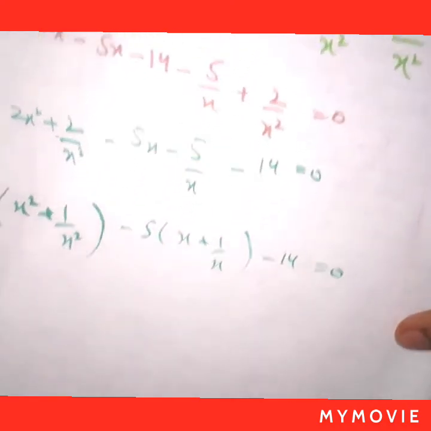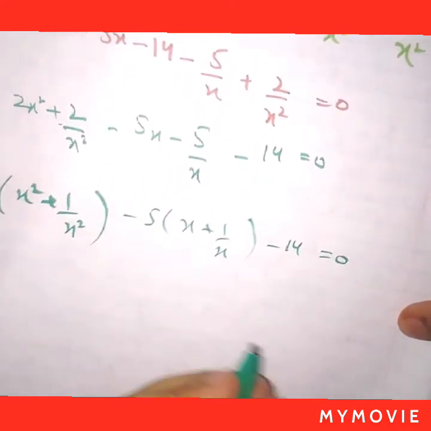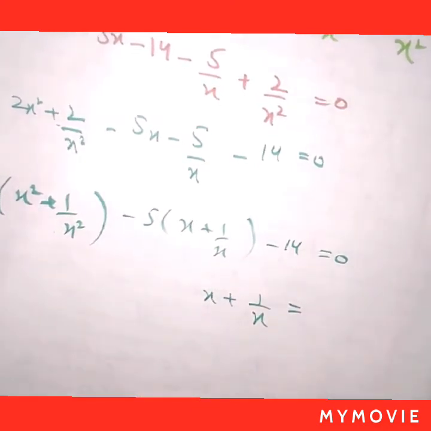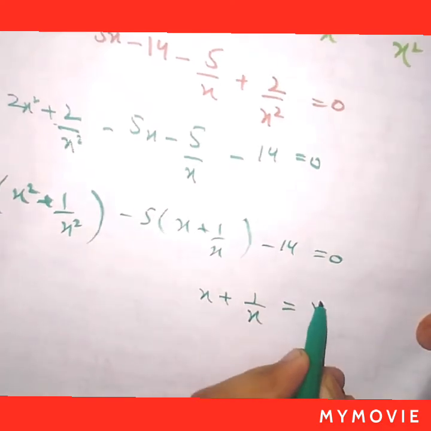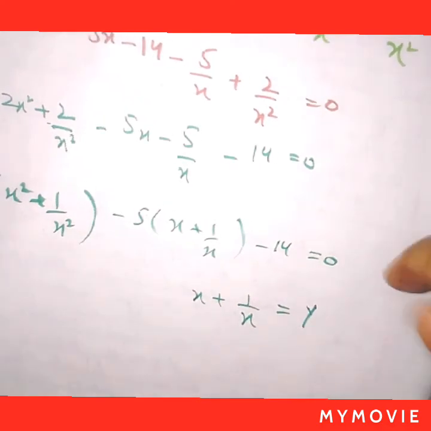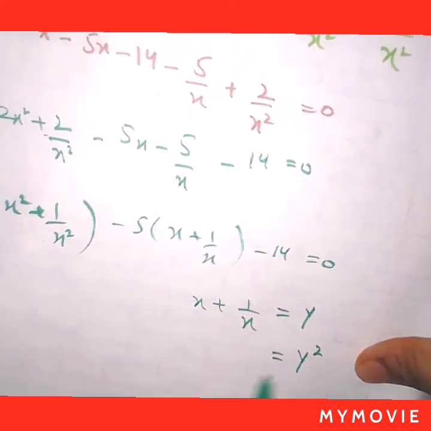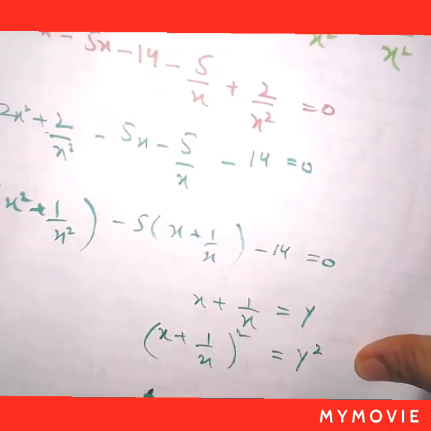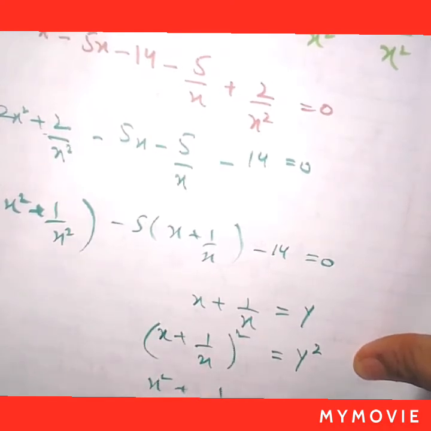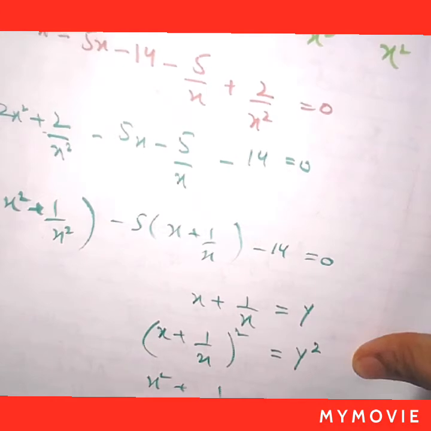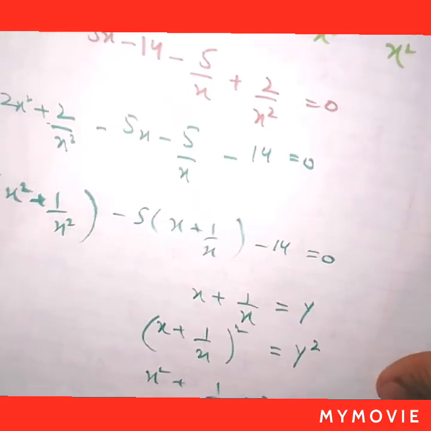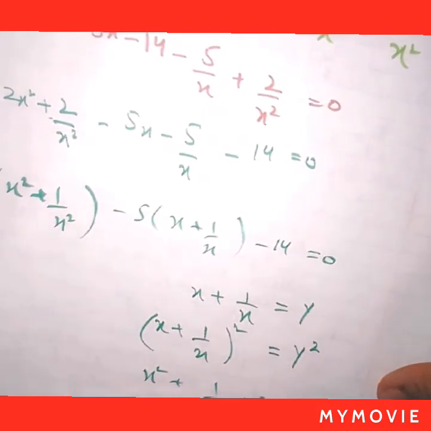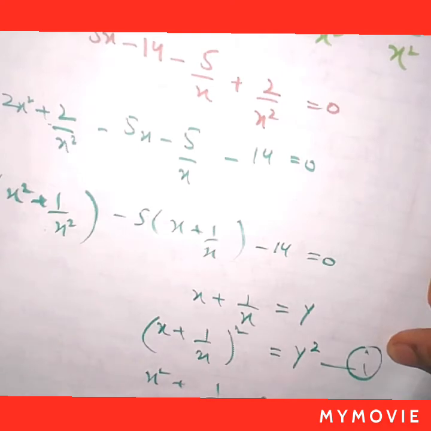Now the step followed by us is a substitution. We substitute x plus 1 by x. You can put it as y, z, as you like. I am putting it as y. Then y square will be equal to x plus 1 by x whole square. That is x square plus 1 by x square plus 2 times x times 1 by x equals y square. And x square plus 1 by x square is equal to y square minus 2. Okay, make it equation 1, and make equation 2 as it is.